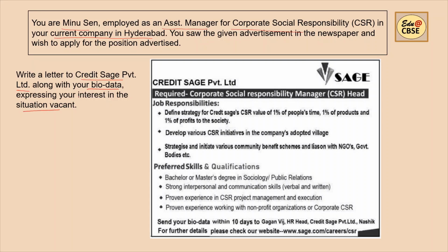Now let's have a look at the advertisement. The advertisement is given by Credit Sage Private Limited. This is the name of the company, and the position required is Corporate Social Responsibility Manager, CSR head. So the position is of a head. The job responsibilities are given. Let's go through the job responsibilities. Define strategy for Credit Sage CSR value of 1% of people's time, 1% of products, and 1% of profits to the society.